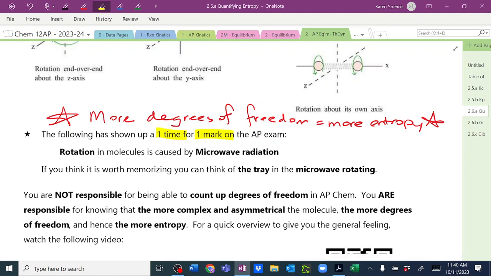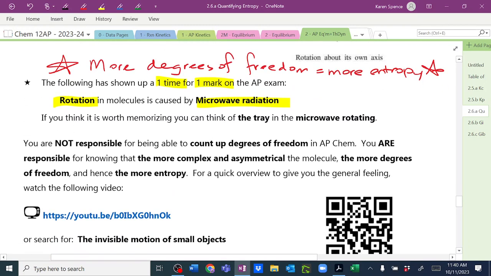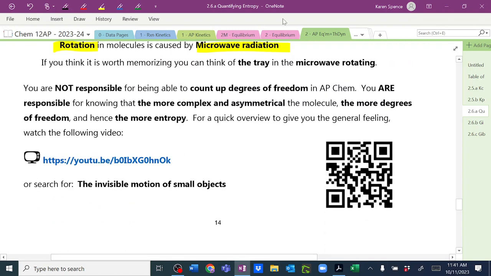Rotation is caused by microwave radiation. And you know how I remember that one? What happens when you turn on the microwave? What happens inside the microwave? The thing rotates, yes? Oh, look, rotation is caused by microwaves. That's how I remember that. You are responsible for knowing that the more complex and asymmetrical a molecule, the more degrees of freedom, hence the more entropy. Let's take a look at this video here.